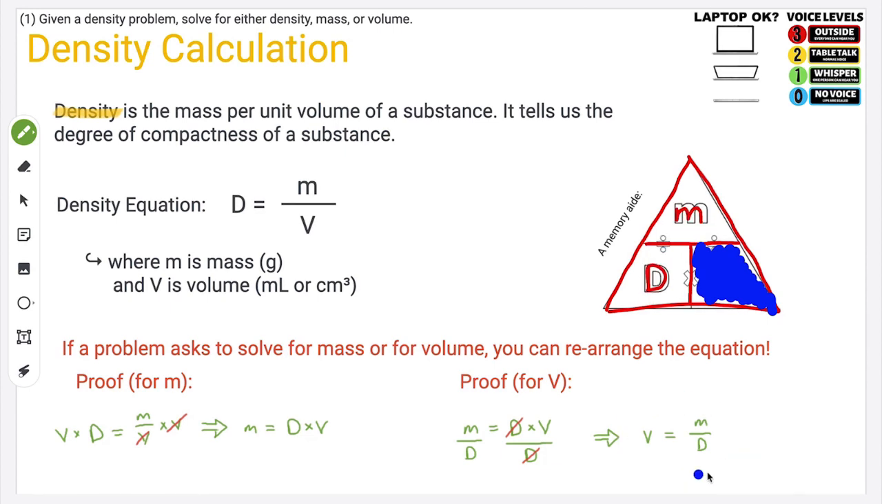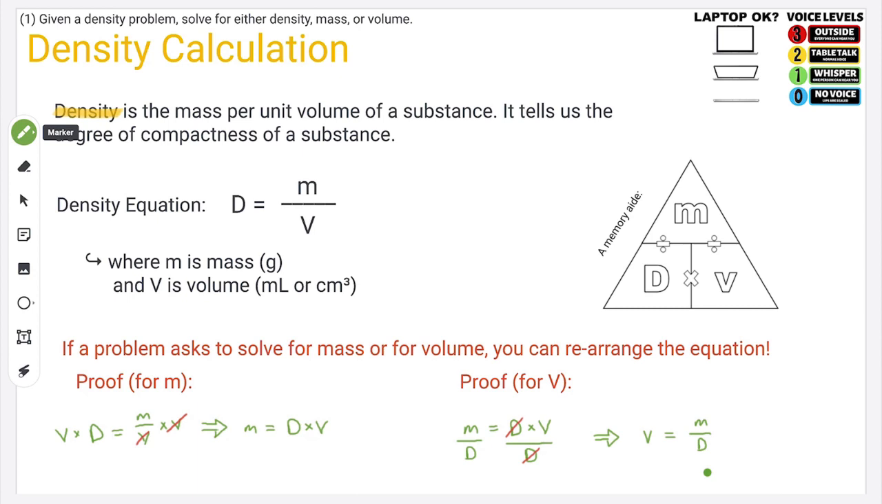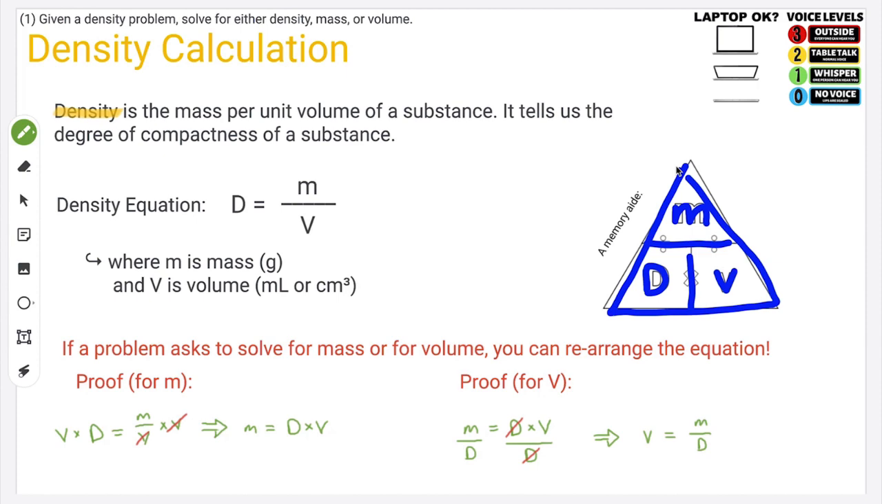So using this triangle, you can easily remember the three equations. But you do need to remember, hey, density belongs on the left, mass is on top, and volume is on the bottom, and it does make this shape right here. That's an easy way to remember. Okay, you do need to know all three equations.